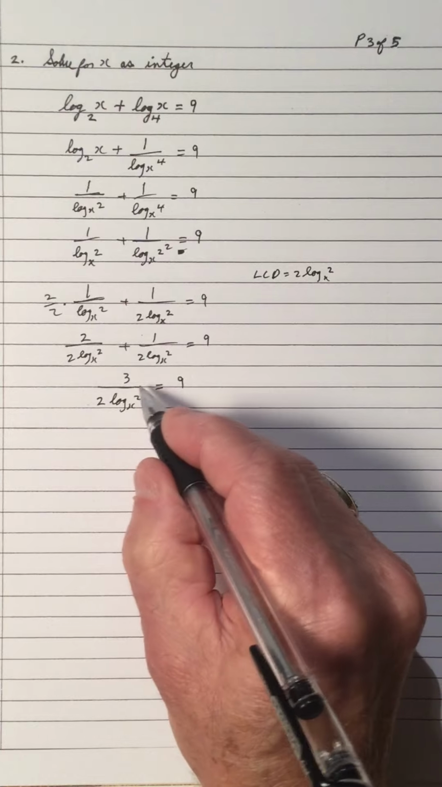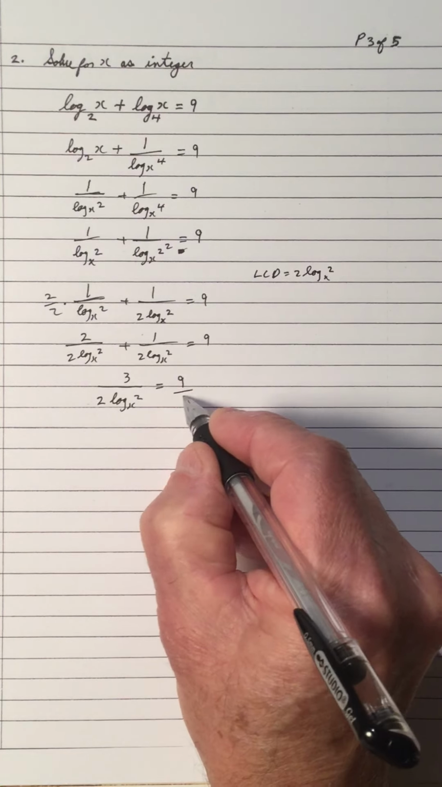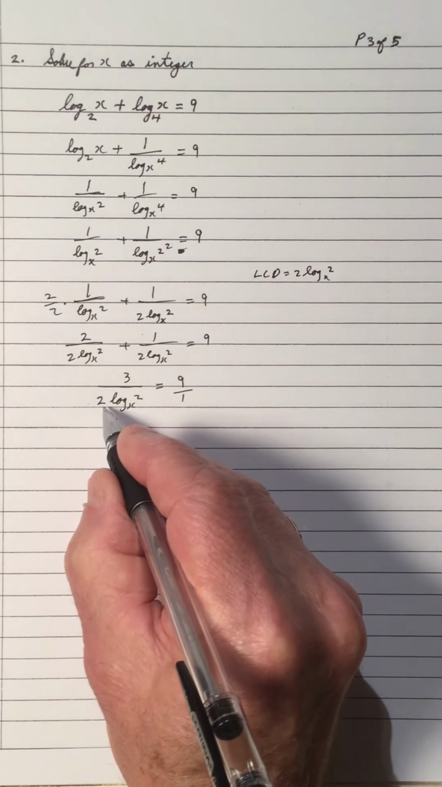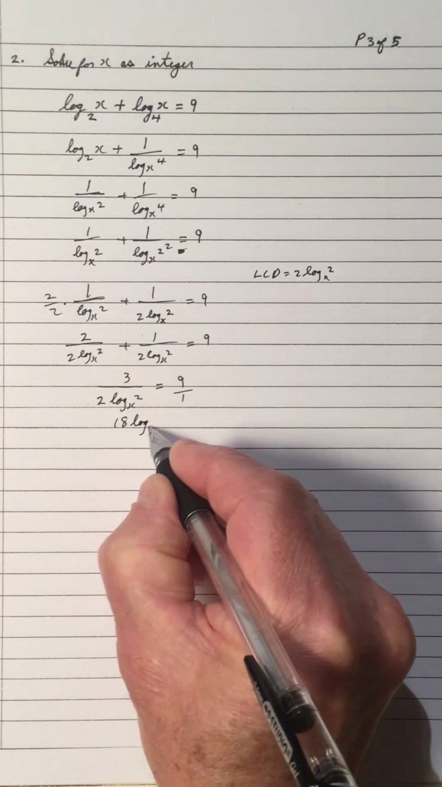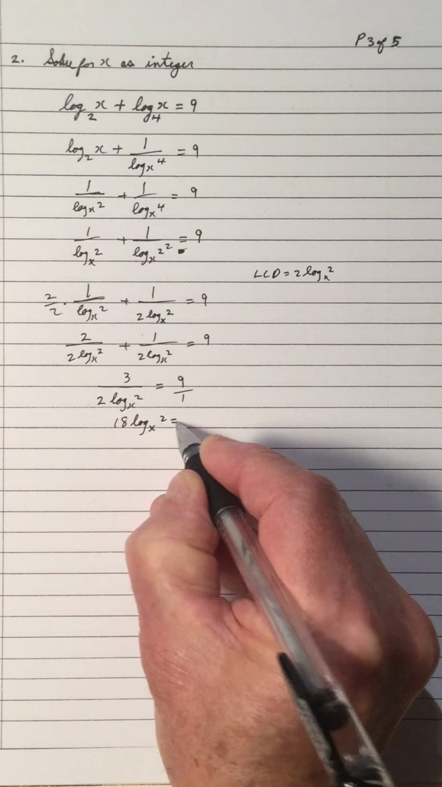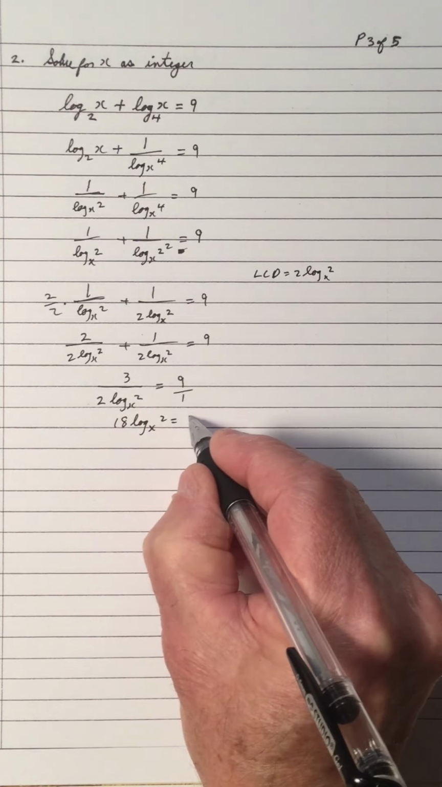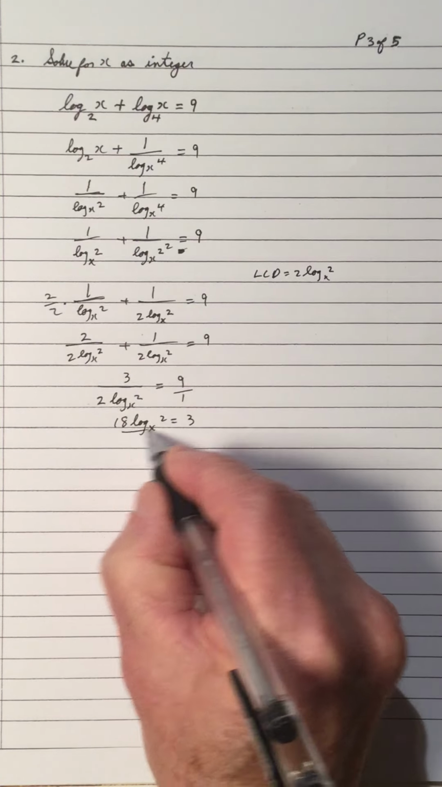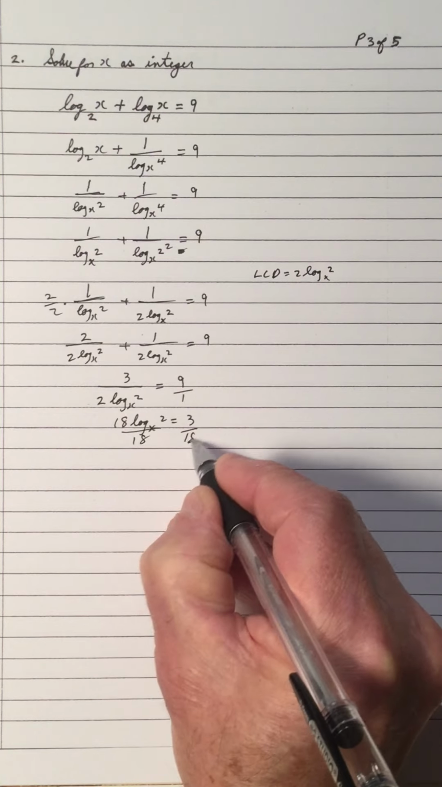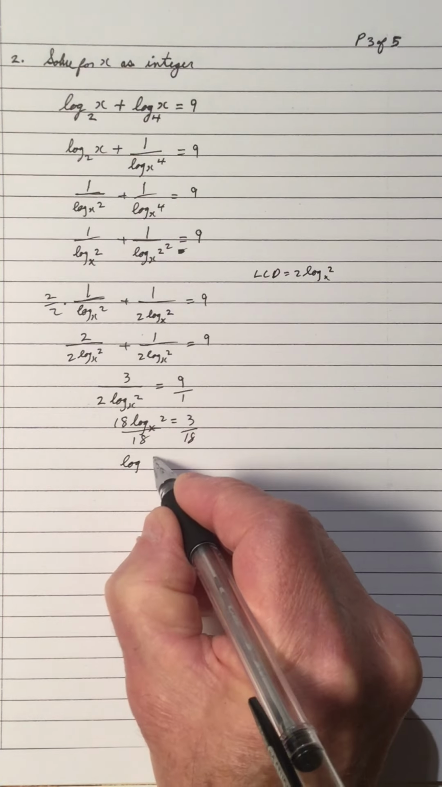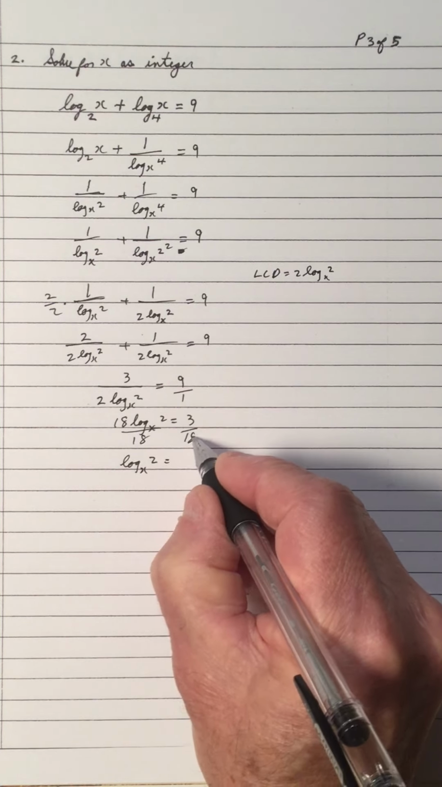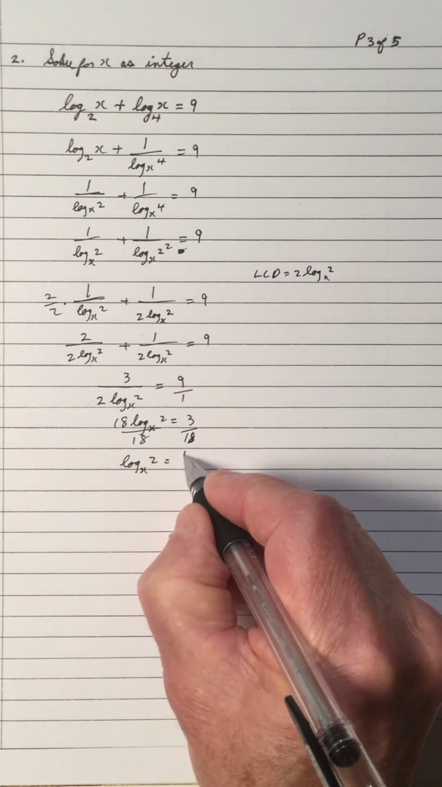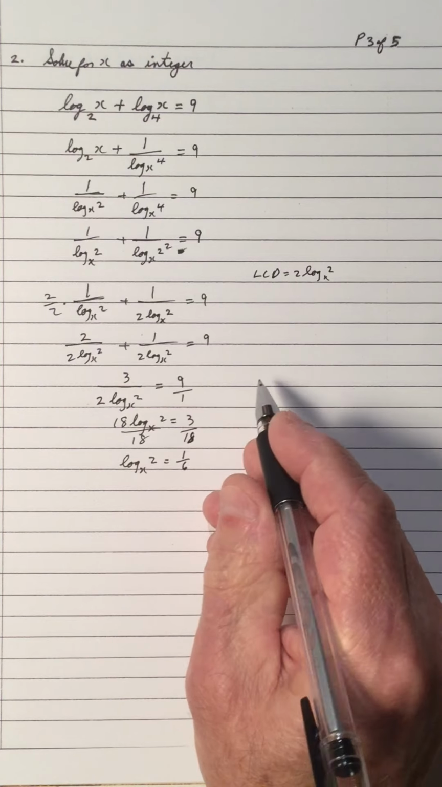And now, because this is a fraction, I can cross multiply. So 2 times 9 is 18, log x base 2 equals 3 times 1 is 3. And we divide by 18. We get log 2 base x equals 3 over 18, and 3 over 18 is the same as 1 over 6.